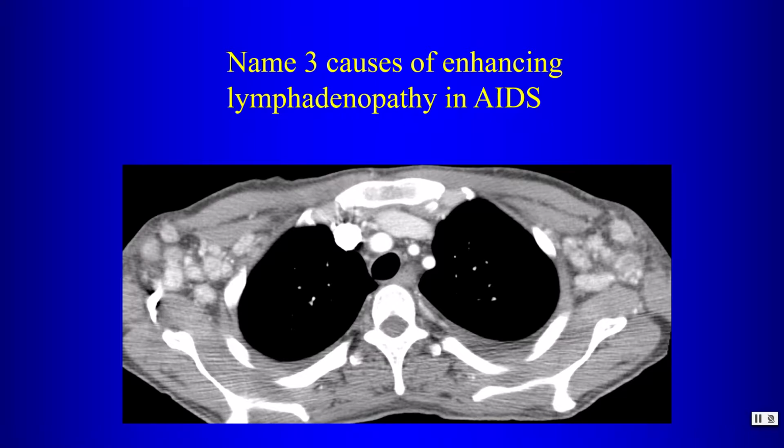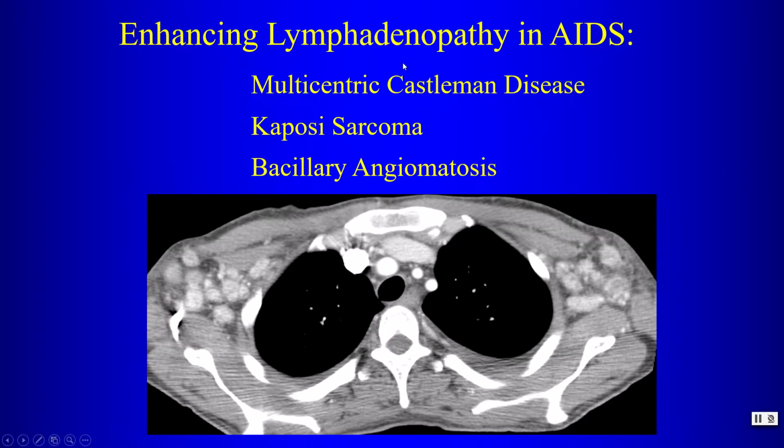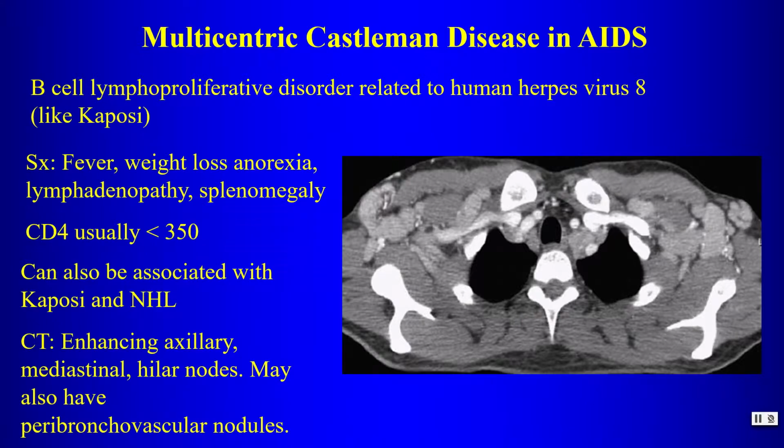Well, some of these things we've covered already. Of course, Kaposi's sarcoma is a vascular disease that can give you enhancing lymph nodes in patients with AIDS. We've discussed bacillary angiomatosis that can also give you enhancing lymph nodes in patients with AIDS. But the other thing to consider, one of the lymphoproliferative disorders associated with AIDS, is multicentric Castleman's disease. That happened to be the diagnosis in this patient. So multicentric Castleman's disease can be associated with AIDS.